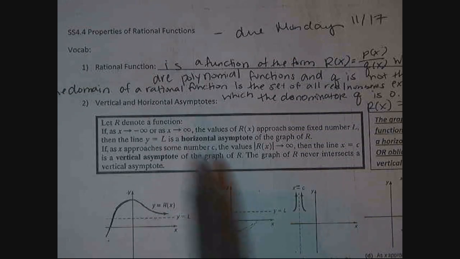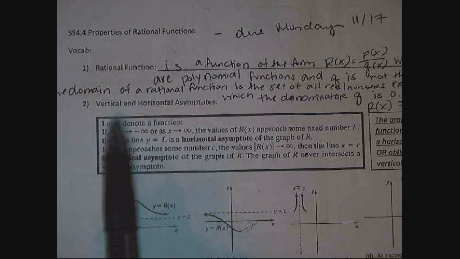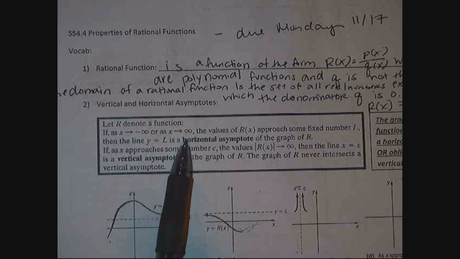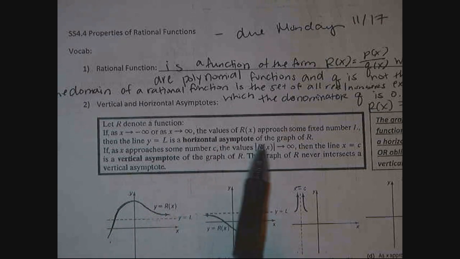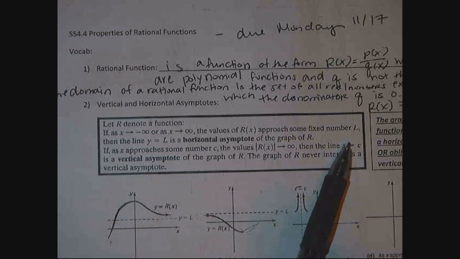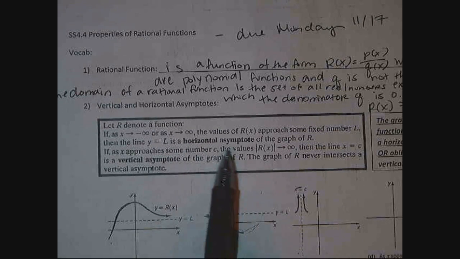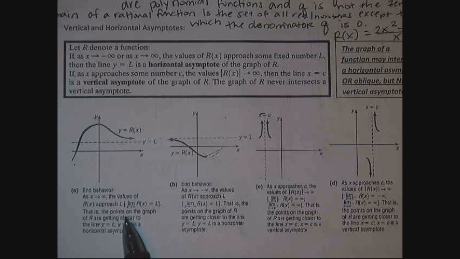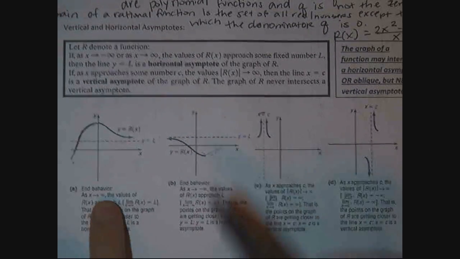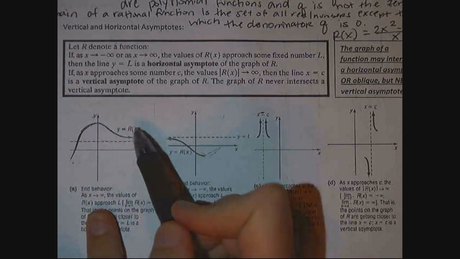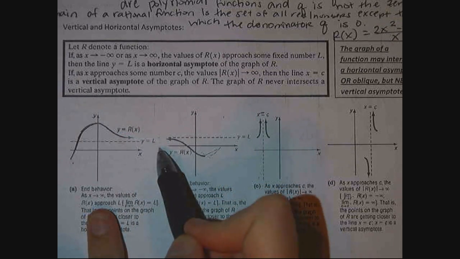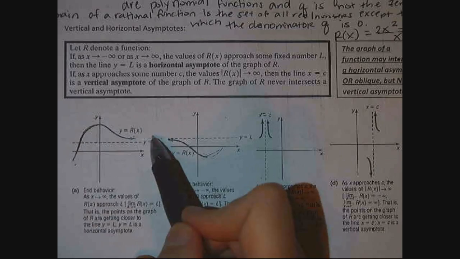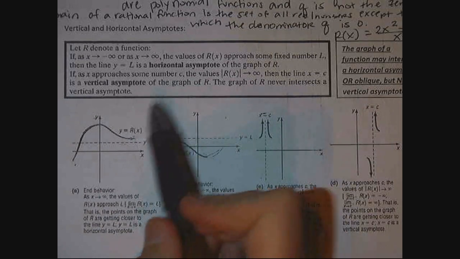So if we have r of x as a function, so we let r denote a function, then if as x approaches negative infinity or as x approaches positive infinity, the values of r of x approach some fixed number L, then the line y equals L is a horizontal asymptote of the graph of r. Okay, so if we look down here at examples A and B here, these are both horizontal asymptotes. So as we can see, my function r of x is approaching this value L, y equals L. However, it's never going to hit that y value of L. It's going to approach it continuously and never cross over the line on this side.